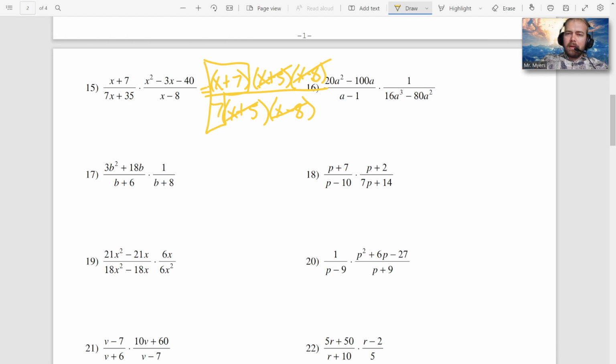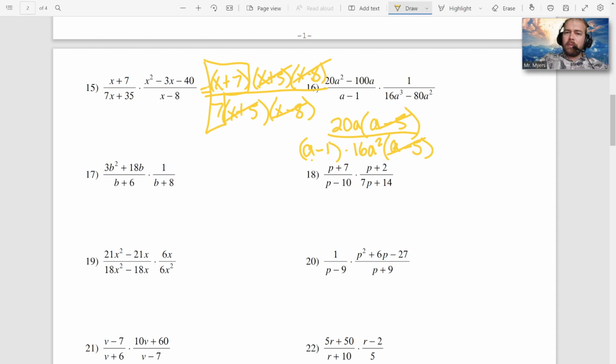Moving on. We have some binomials, so we don't need to do trinomial factoring on this one at least. But let's see. So we can take out a GCF of 20a on the top. And then we'd have a minus 5 left over, a minus 1. And then here looks like 16 is going to come out. 16 times 5 is 80, so 16a squared. So I'd have a, 80 divided by 16 is 5, so that'd be minus 5.